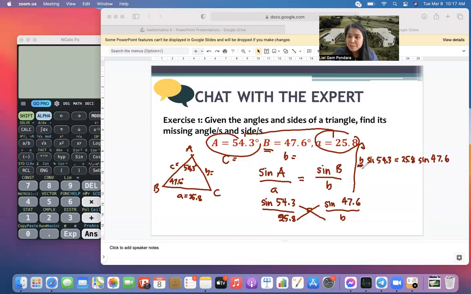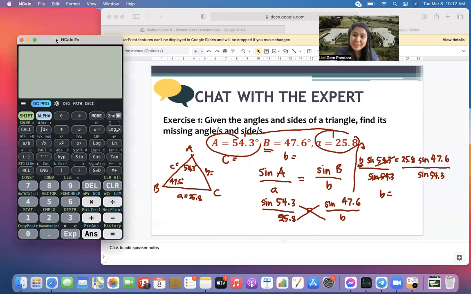We want to solve for B. So for B to remain, we need to divide both sides by sine 54.3. So cancel it now. We're left with B. Then what are you going to do next? You get your calculators because you don't have any other choice. We need to use our calculators for this and encode these numbers.